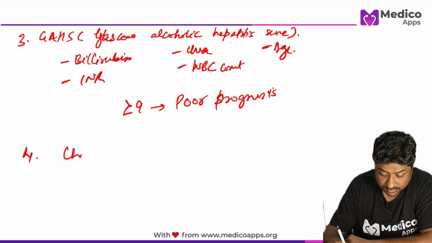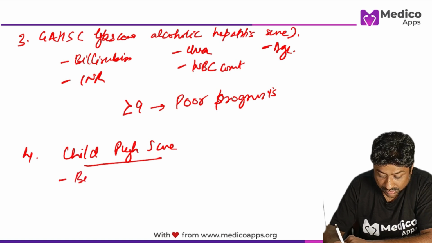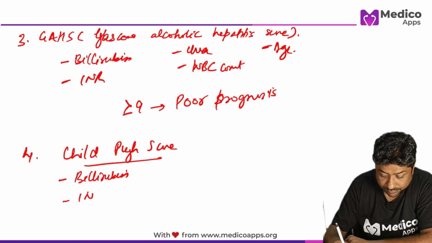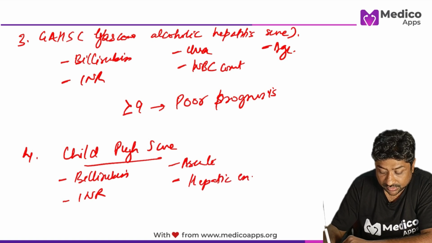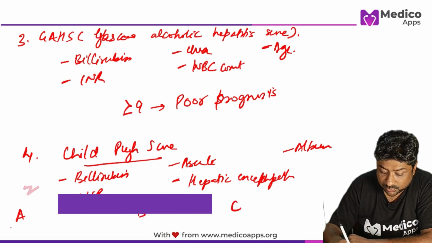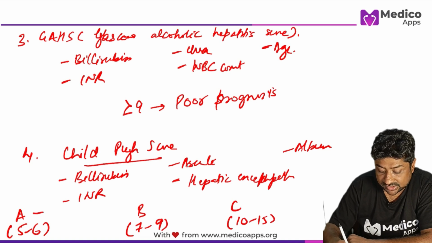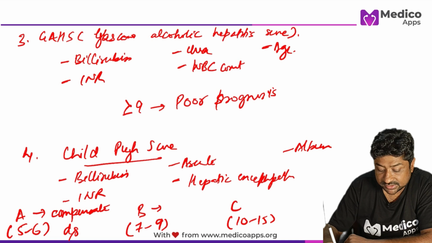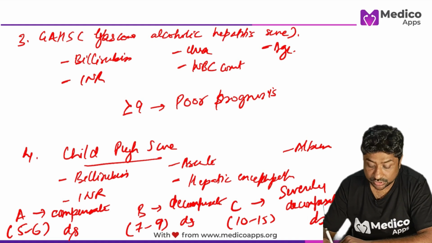The next is the Child-Pugh score. Again, what are the parameters it will use? It will use bilirubin, INR, presence of ascites, presence of hepatic encephalopathy and albumin level. Based on all these parameters, we know that there are 3 classes: A, B, C. A has 5 to 6 points, B has 7 to 9 and C has 10 to 15. A signifies compensated disease, B signifies decompensated disease and C signifies severely decompensated disease. So this is your Child-Pugh score.